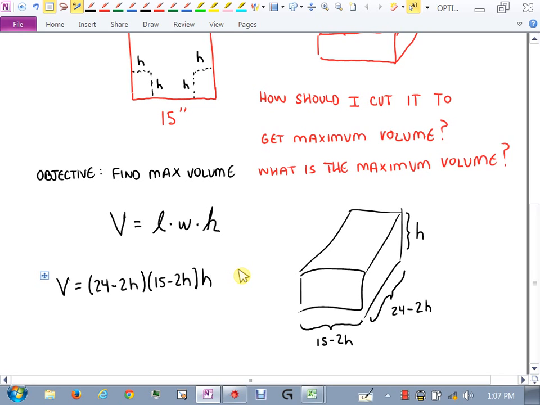Now, do I have a constraint? I do have a domain restriction, right? But as far as a constraint equation, I don't have anything. There's nothing else in the problem that they've given me. They're not telling me the surface area has to be a certain value or anything like that. I just have a function, and I know that there's a maximum the h can be, and there's a minimum the h can be, for sure. h is how much I cut off. So let's get back to that. But does everyone understand that there is no constraint?